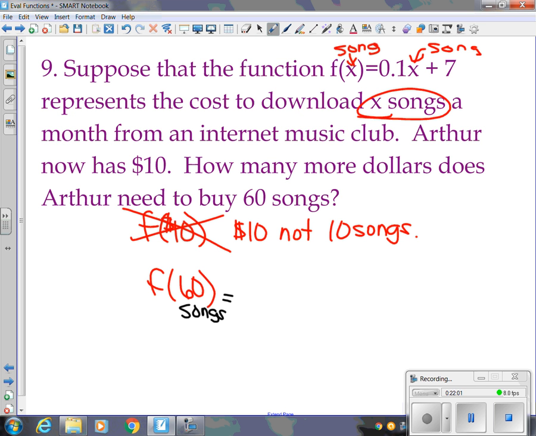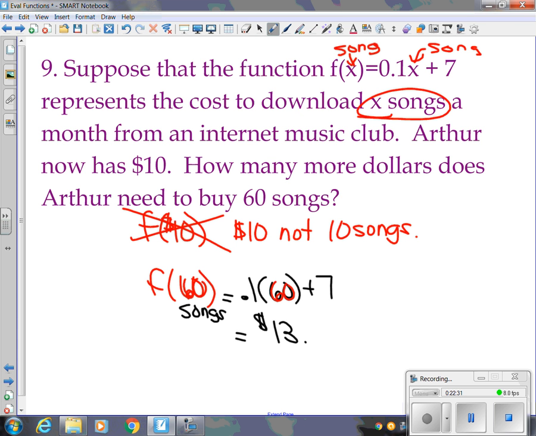So f of 60 would be 0.1 times 60 plus 7. So 60 here, my new input. Figured out? Guess what? 13 is not my final answer. I want to see if you can read. Let's read the last page. Let's read the last two sentences. Read this for me.